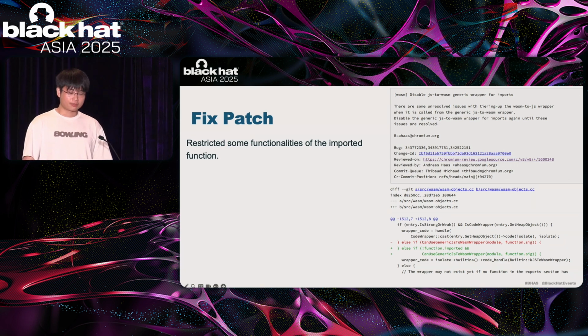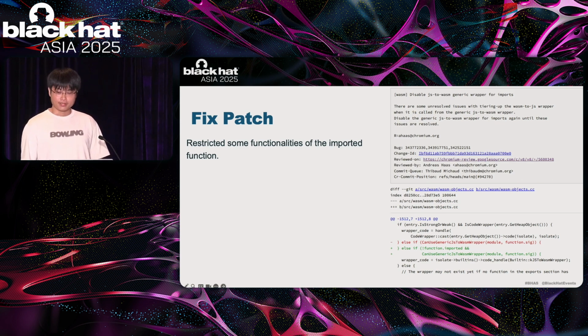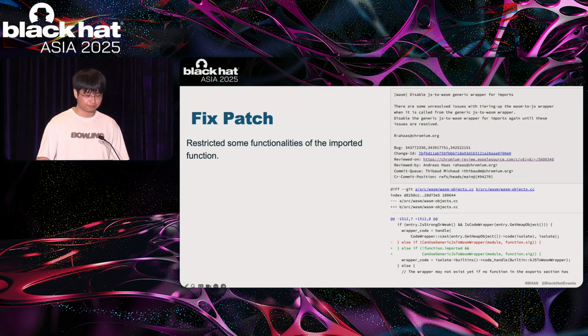The fix for this vulnerability was remarkably simple. By imposing certain restrictions on functions imported from the JavaScript side, the issue was effectively resolved. As shown on the right, the patch restricts the functionalities of JavaScript imported functions used within WebAssembly. Specifically, it disabled the generic JS2Wasm wrapper for imported functions.